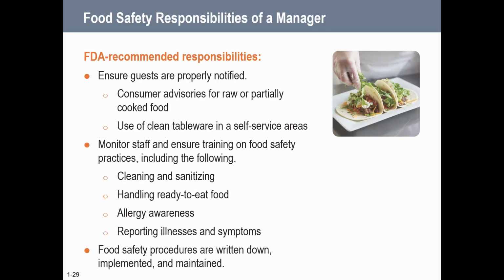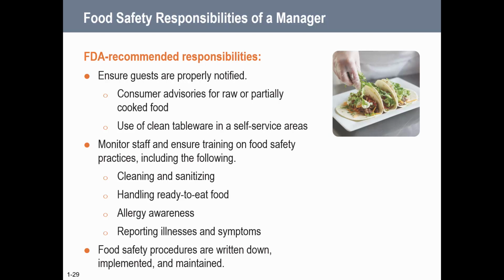Also making sure guests are notified of certain things. So hopefully you've seen this on a restaurant menu. If not, look at some. A little asterisk next to a steak or eggs or something that may be served raw or partially cooked. They just need to be notified. Certainly you can serve a rare steak, but you just need to notify the consumer that this is not cooked to the recommended temperature. So as long as you have that recommendation out there, it's fine.